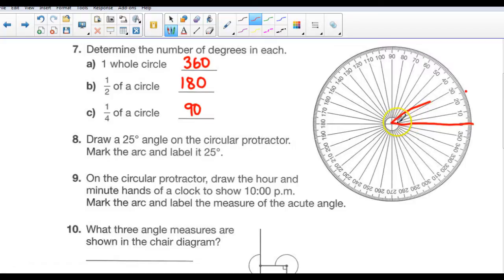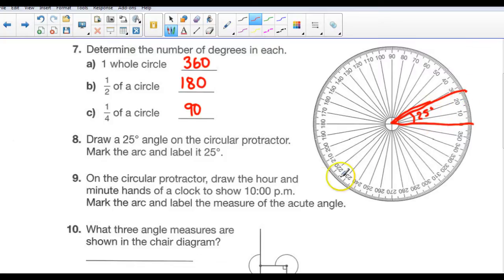I'll do as straight as I can. That's not a very straight line there. Now go up to 25 degrees, and then it says mark the arc. Well, to mark the arc just means we do this and write in 25 degrees. We have to make sure we have that little circle beside the number that signifies degrees.